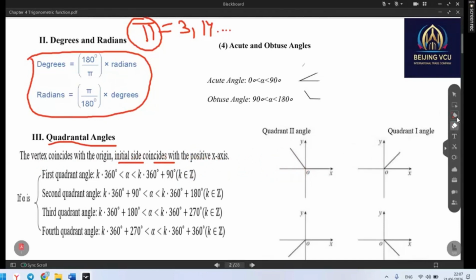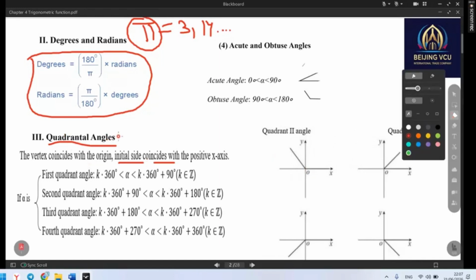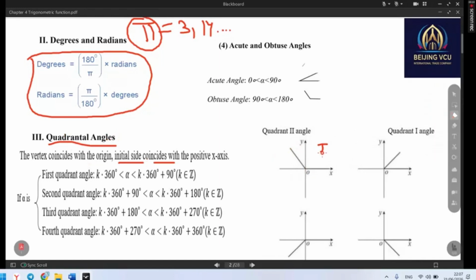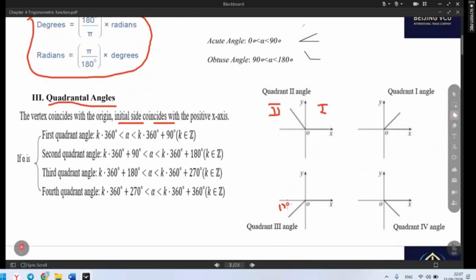So that's why on this side you can say which quadrant it is. This is the first quadrant, right? That is the second quadrant. That is the third quadrant. And that is the fourth quadrant. Or you can say that this is the first quadrant. Okay, we have the quadrants.